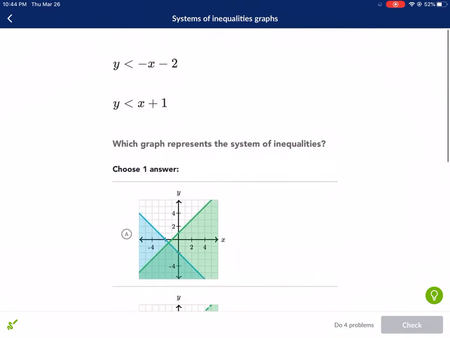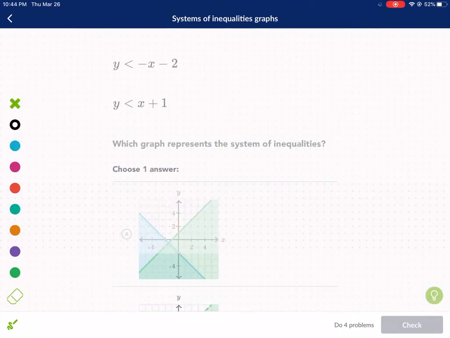But I'm going to go ahead and be thorough on the first one just so you can see how you do this. Okay, so I'm going to be drawing mini graphs just so you can see what each inequality looks like. So the first one, we have y is less than negative x minus 2. The first thing we see is both of these equations are in slope-intercept form, which is great. Keep in mind it's y equals slope times x plus your y-intercept. So our slope in the first one is negative 1.